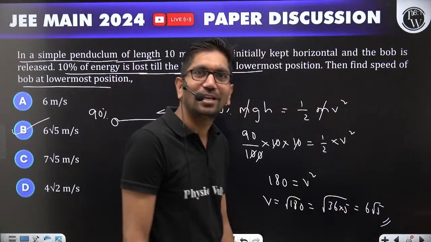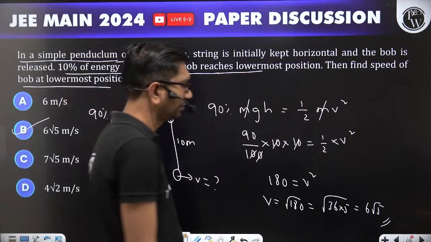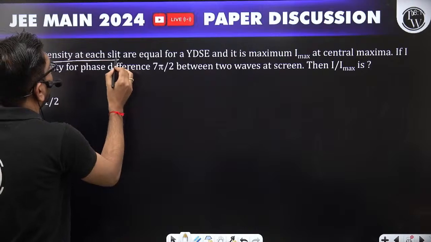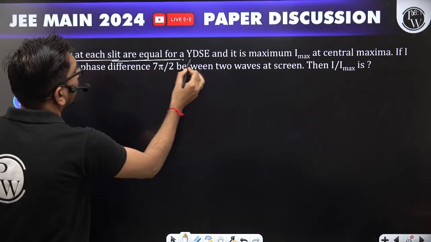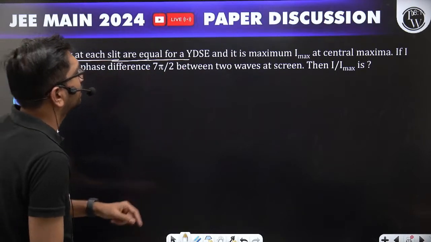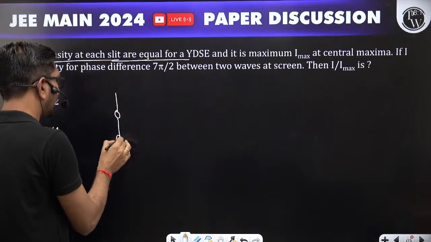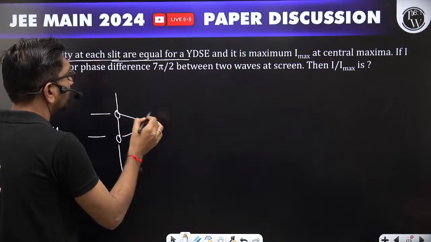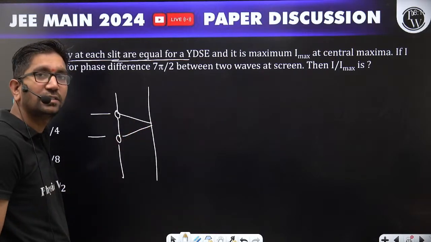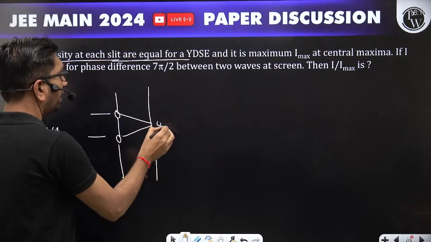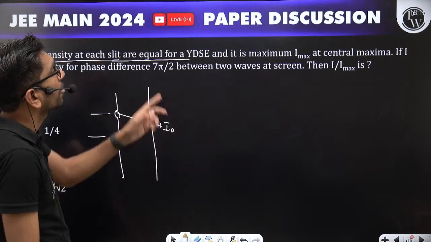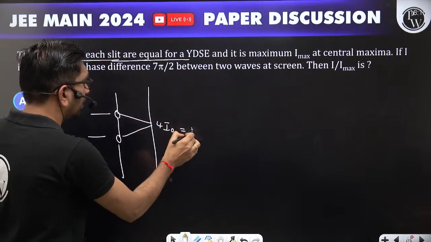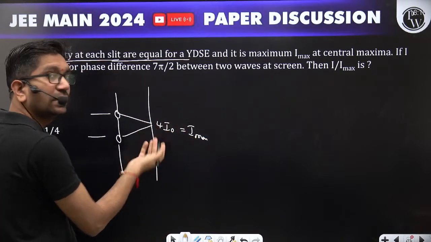So let us move toward the next question. The intensity at each slit is equal for a YDSE. In a YDSE experiment, as everyone knows, the intensity is the same, and we get a maximum intensity of 4 I naught. I max is 4 I naught.